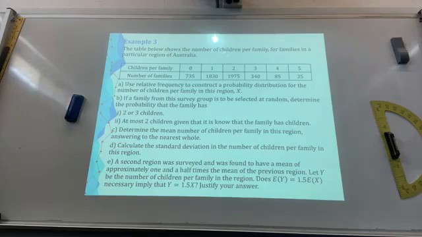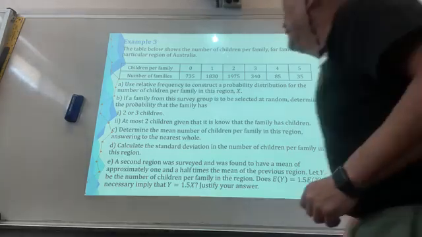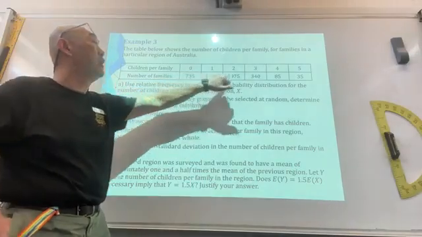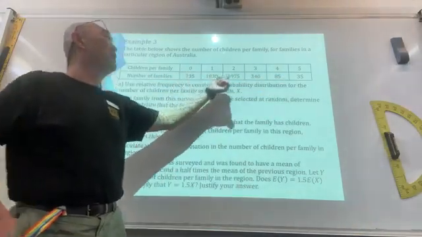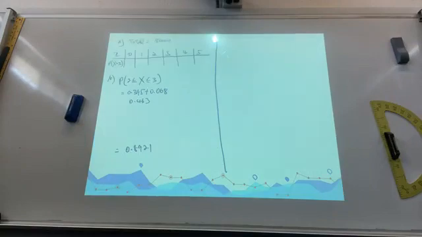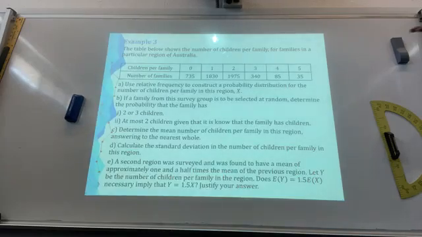Alright, let's start off with looking at the relative frequency. First thing, if you want to use relative frequency to find the probability mass function, you got to add up the total, work out the sum. I'm pretty sure it's 5,000. There are things that I did not animate. So the total is 5,000. So I can use the number of families, divide by 5,000 to get your probability.